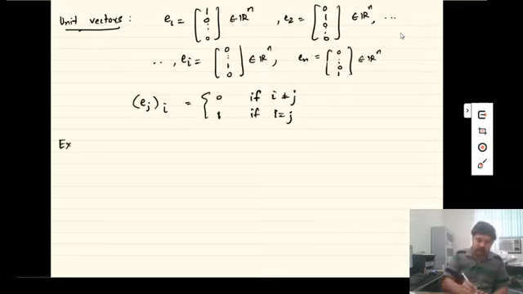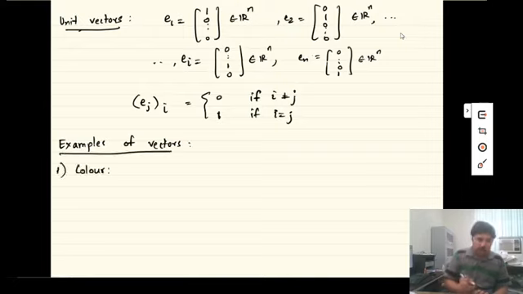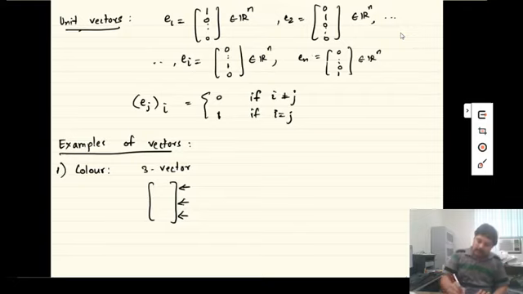Okay, so some examples of vectors. The first example is color. What does color have to do with it? I will have a vector of length 3. So I'll be considering a 3-vector, which will have 3 entries, 1, 2 and 3. Those 3 entries will correspond to the intensities of the basic colors red, green and blue.